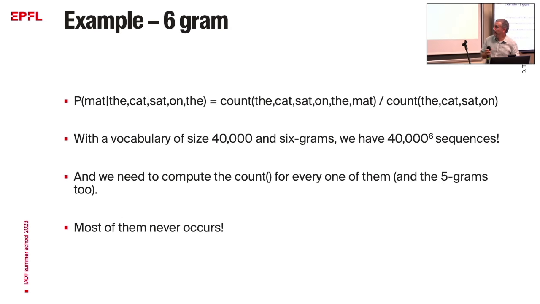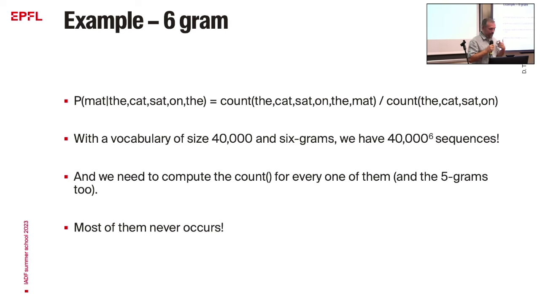Okay? So if you do a little bit of calculation, let's say that we want to predict the probability of mat given the cat sat on the. That's kind of a tongue twister. But you need to first know how many times the cat sat on the mat appears in Wikipedia, divided by how many times the cat sat on the appears in Wikipedia. Okay? Now, if you have a dictionary size of 40,000, for example, which is a regular size in NLP, this means that if you're considering 6 words like this, you have 40,000 to the power of 6 combinations. It's a lot of combinations.